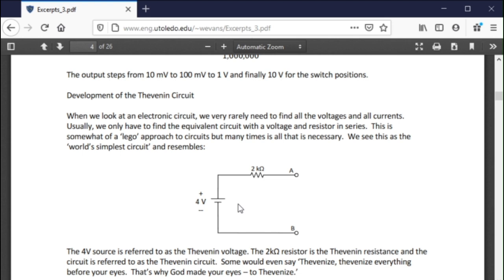Okay, so in most cases we can rarely see all the voltages and all the currents. Most of the time we really want to see something like this, and that's what we call a Lego approach to circuits, but many times that's what's necessary. This is called the input resistance, and this is called the open circuit voltage. This is called the Thevenin resistance, or the input resistance, and the Thevenin voltage.